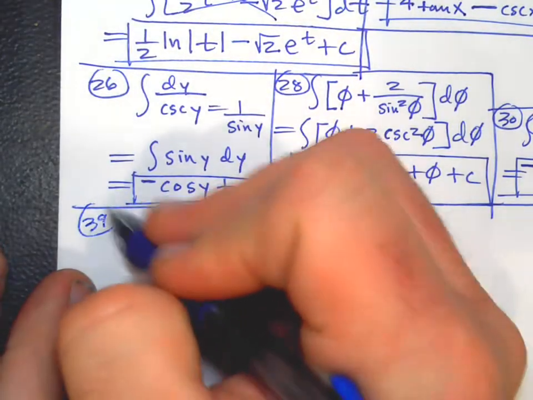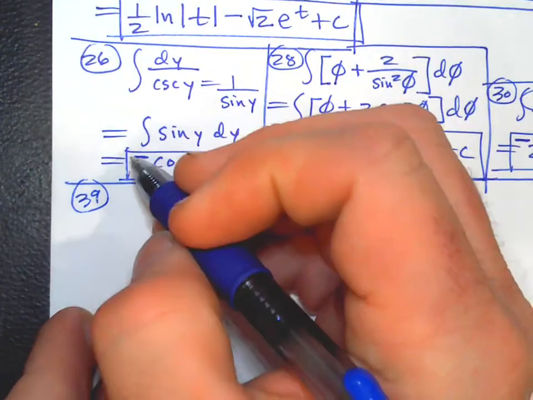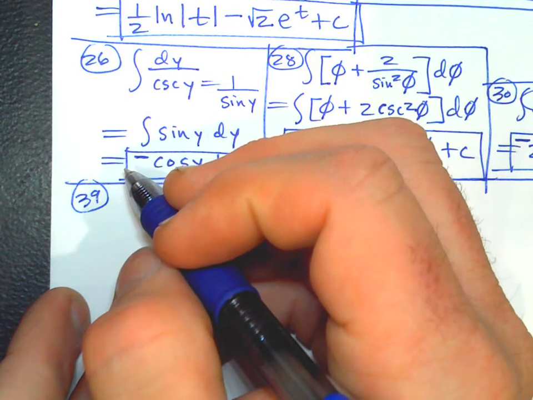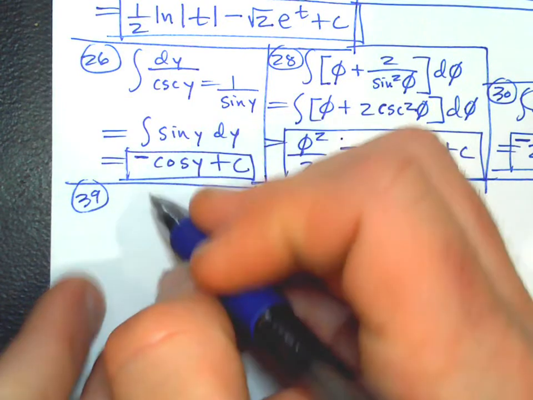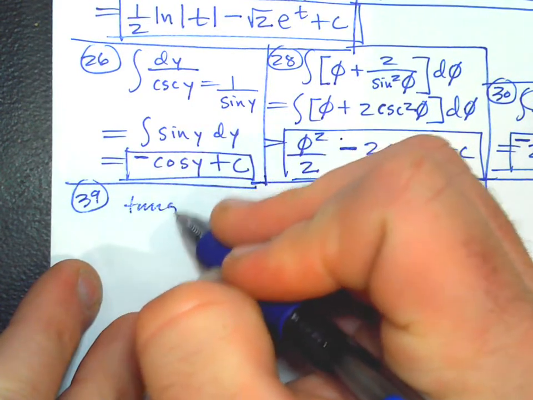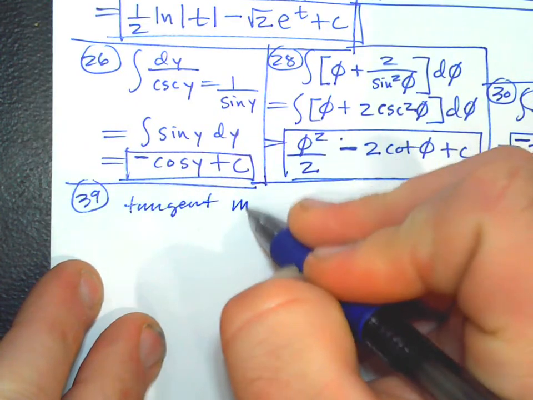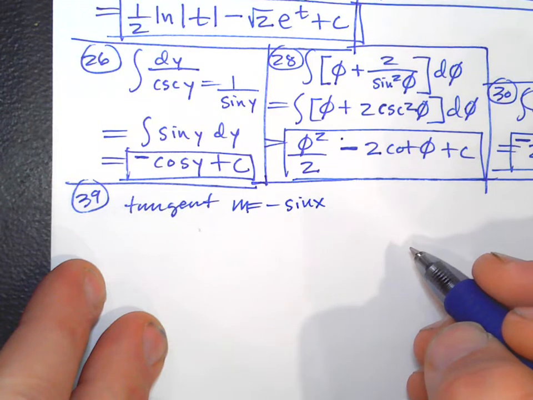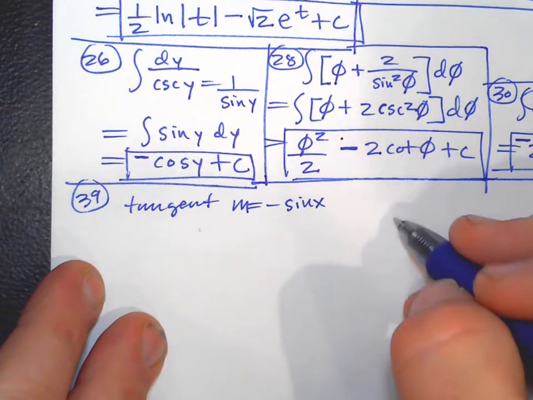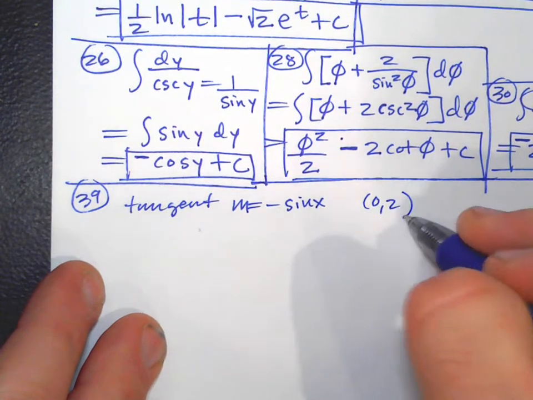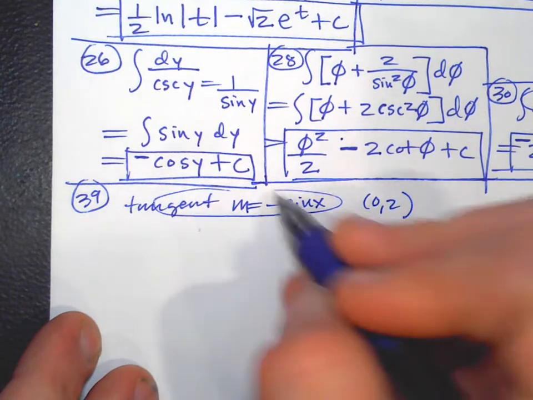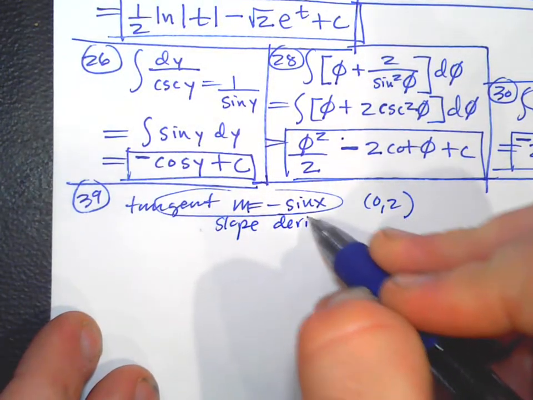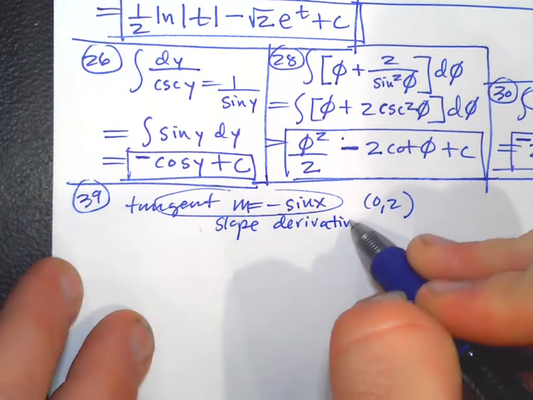39 says, suppose that a point moves along a curve y equals f of x in the xy plane in such a way that at each point x, y on the curve, the tangent line has a slope of negative sine x. Find an equation for the curve given that it passes through the point 0, 2. So this is the slope, right? Which is the derivative of the curve. They're giving you the derivative of the curve.